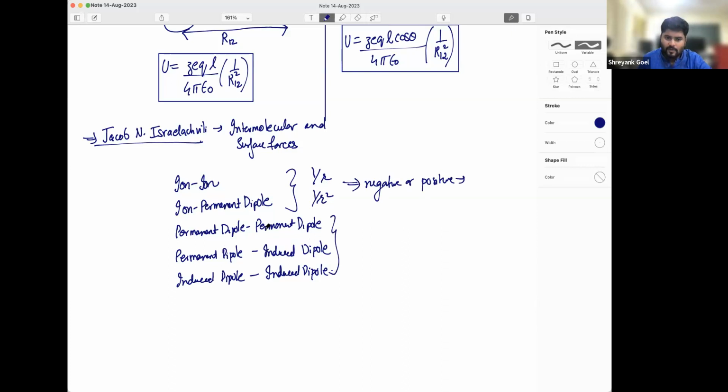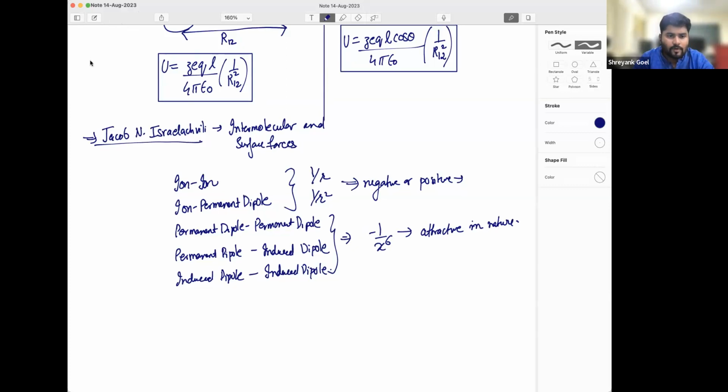which means it can be attractive or repulsive. But the main feature of these kinds of interaction is that it always goes as minus 1 by x to the power 6. So as it has a negative sign, it is always attractive in nature. I can also show you how this interaction comes about. I've already derived it.